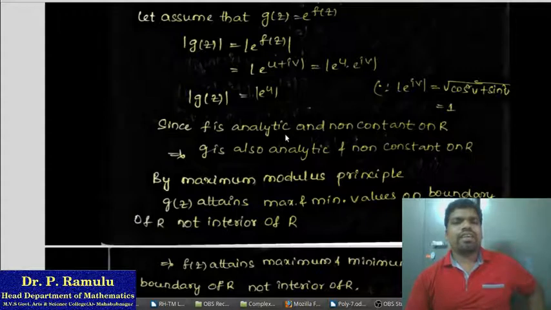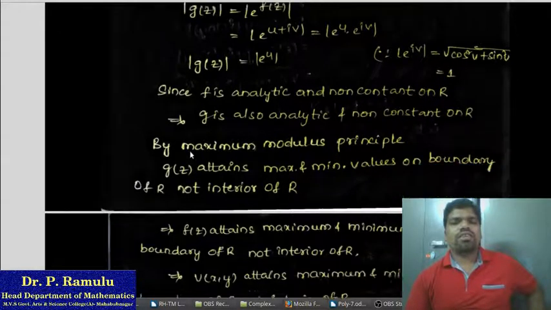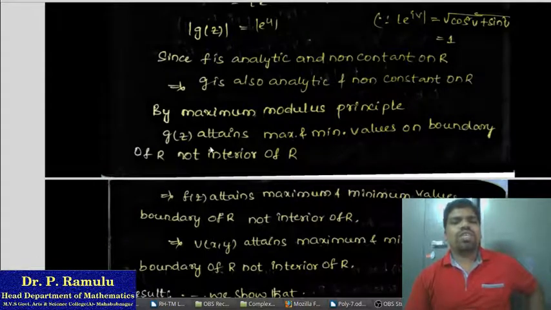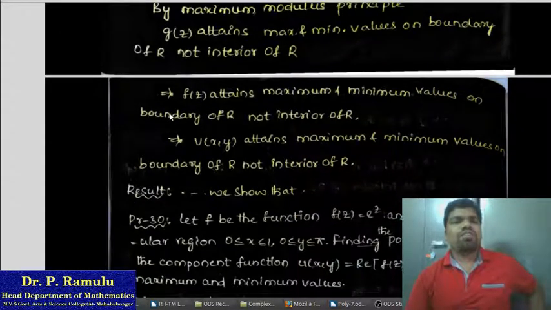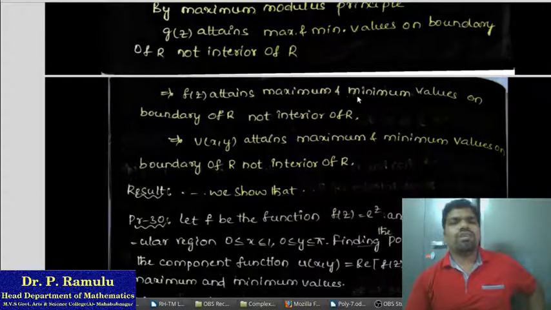Since f is analytic and non-constant on R, g is also analytic and non-constant on R. By the maximum modulus principle, g attains its maximum and minimum value on the boundary of R, not the interior of R, which implies f of z also attains its maximum and minimum value on the boundary of R, by considering g of z equal to e to the power of f of z.